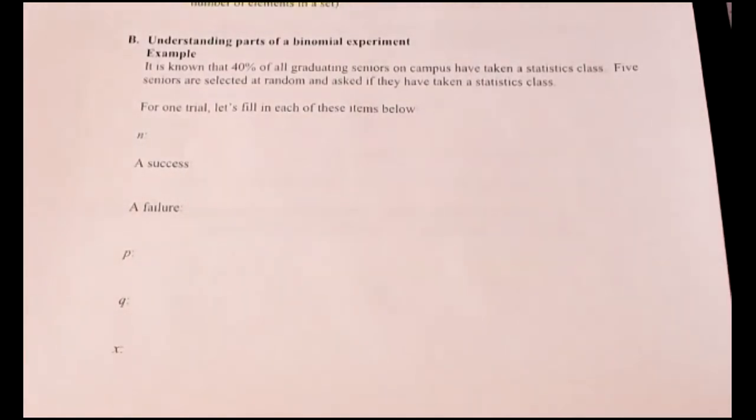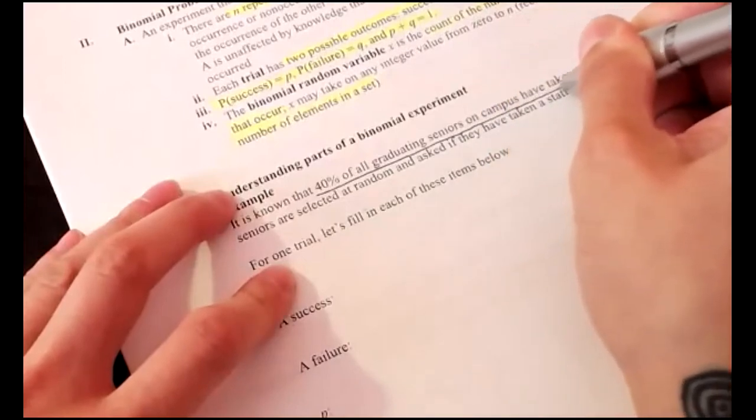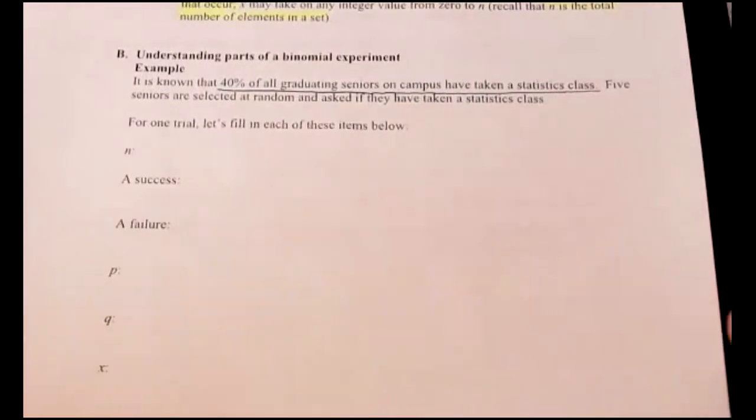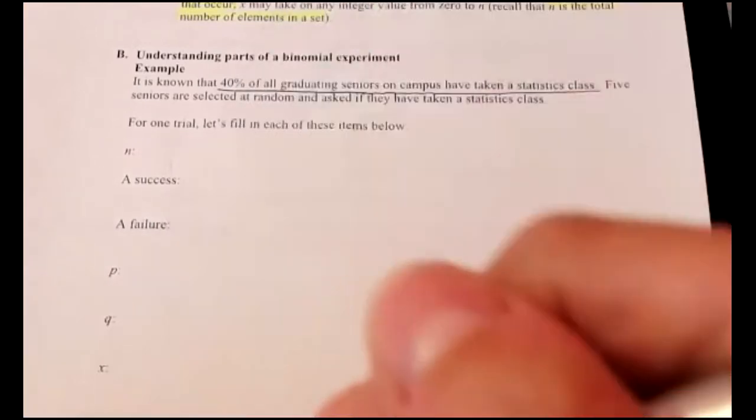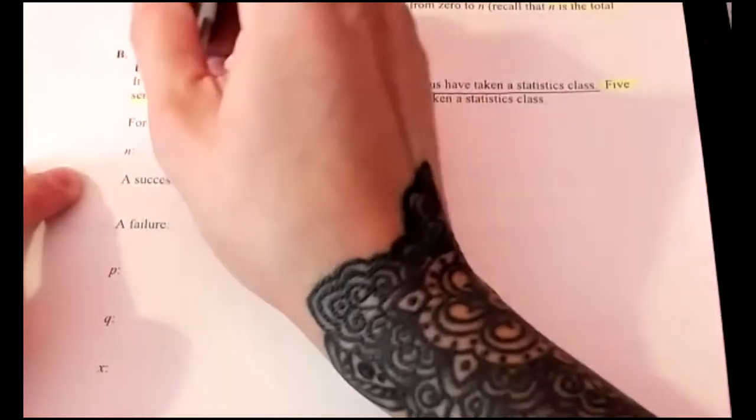You see? Okay. So that's the first thing I'm going to do. I'm going to underline this statement. We'll use that in a moment, and I'm going to write out exactly what that means. That way it's very clear. We're then told 5 seniors are selected at random. That's very interesting to note. We're given a value, a total number of seniors that are being selected. And of course, they're going to be asked if they have taken a stats class.